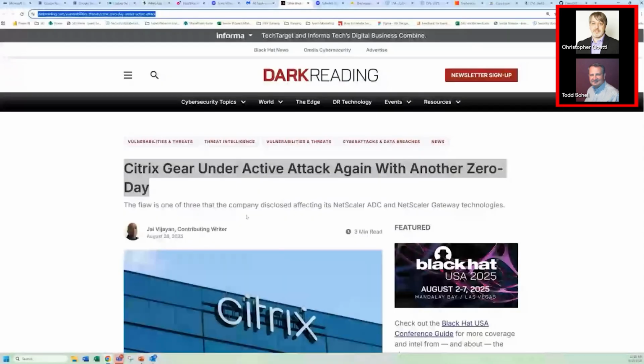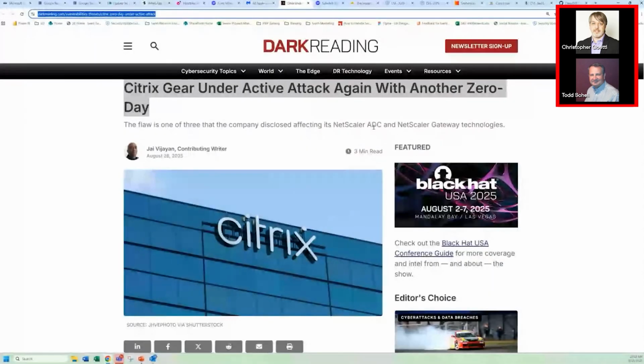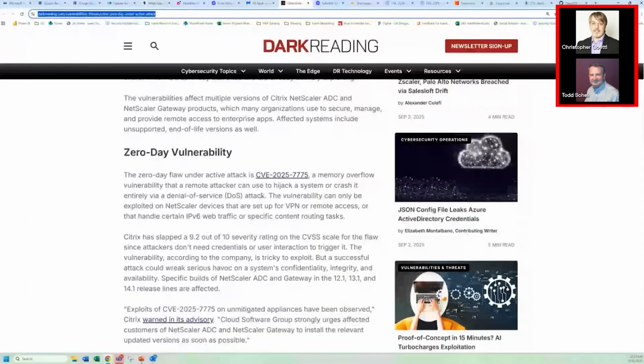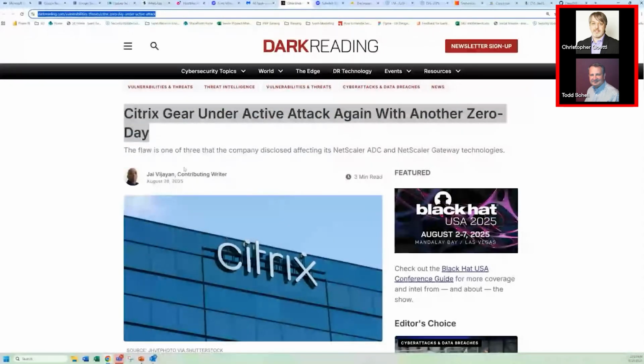Those of you running Citrix, NetScaler, ADC, and Gateway, there was an active attack going on there. So just be aware of that one. You most likely are already, but that was an article that came out just at the end of August as well. So most of you who are running NetScaler probably are already aware of that and responding to those.